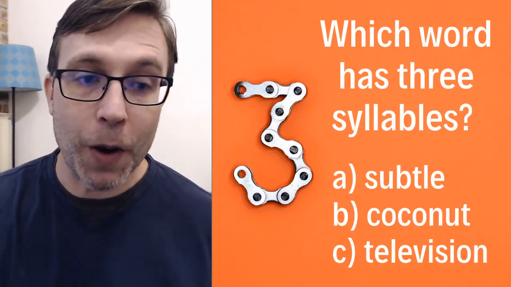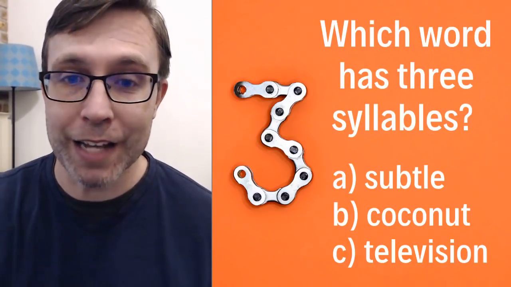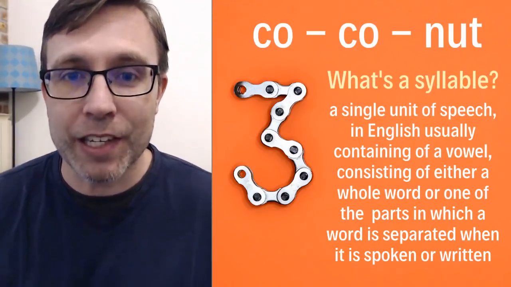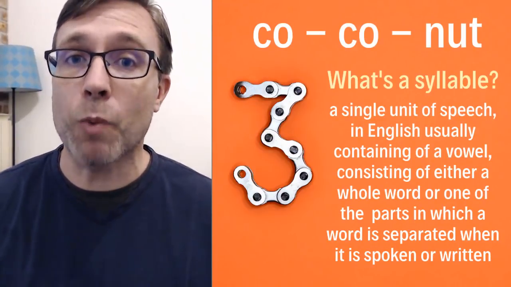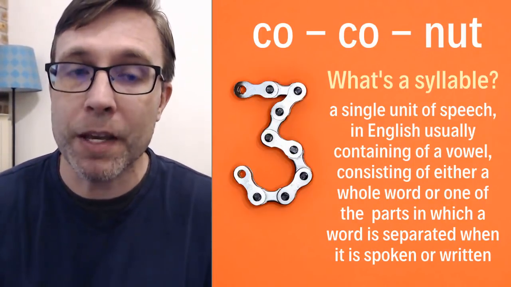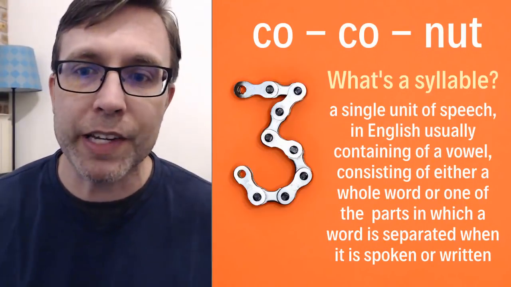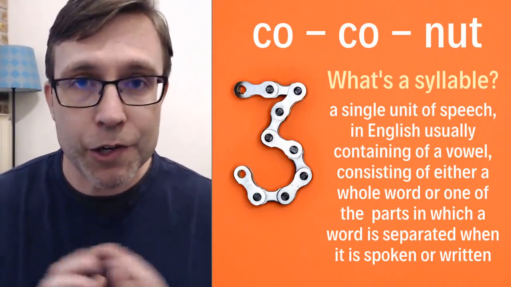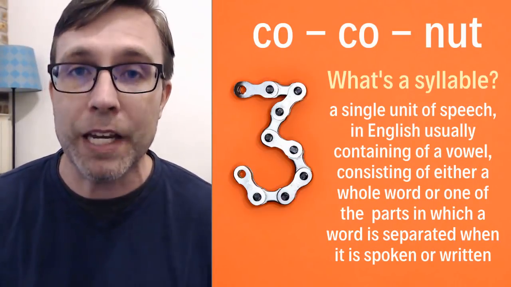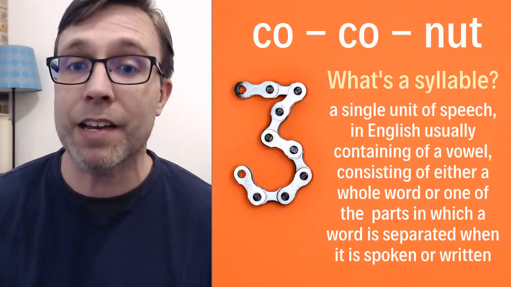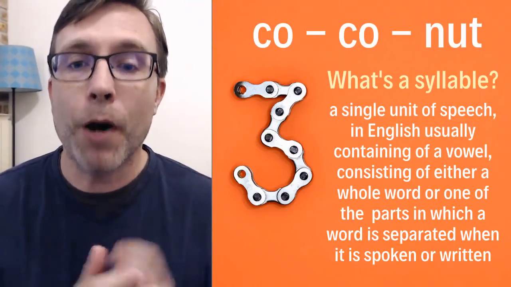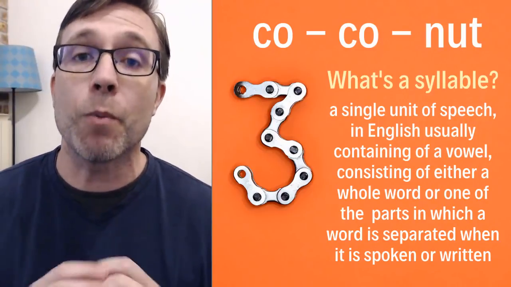All right, I hope that you answered B, coconut. This has 3 syllables, and if you want to know what a syllable is, when you start learning pronunciation, this is a good starting point. You want to be able to break down these words into the smallest unit. I have it written right there: a syllable is a single unit of speech. In English, it usually contains a vowel, and it consists of either the whole word or just parts in which the word is separated when it is spoken or written.